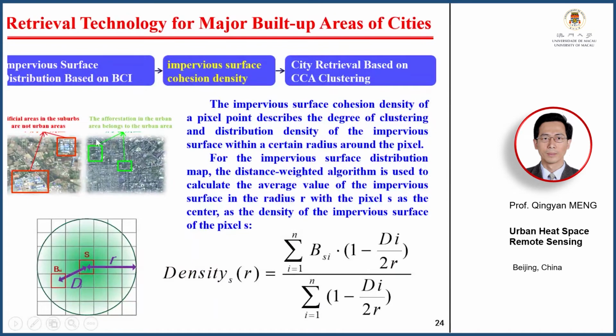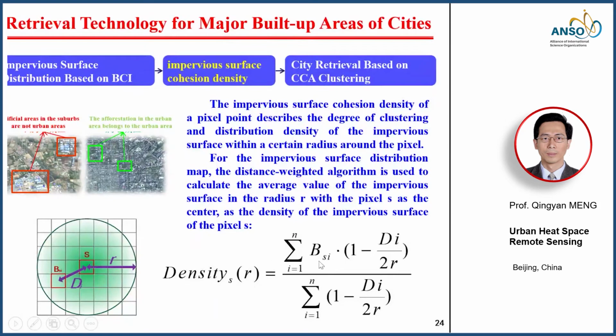How to calculate it? The impervious surface cohesion density of a pixel point describes the degree of clustering and distribution density of the impervious surface within a certain radius around the pixel. For the impervious surface distribution map, a distance weighted algorithm is used to calculate the average value of the impervious surface within the radius R, with the pixel S as the center, as the density of the impervious surface of the pixel. This is the equation.